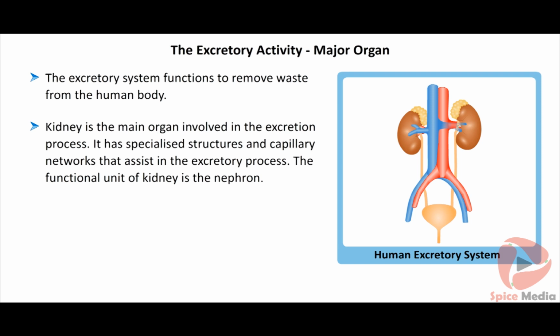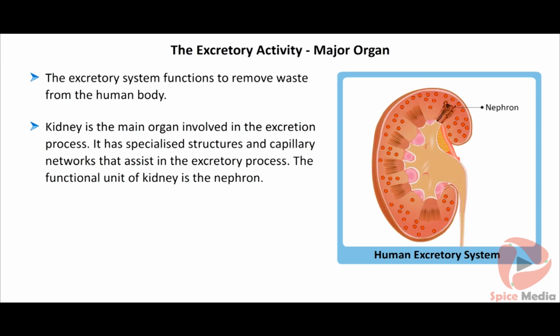The main organ that is involved in the excretion process is the kidney. This organ has specialized structures and capillary networks that assist in the excretory process. The functional unit of kidney is the nephron.